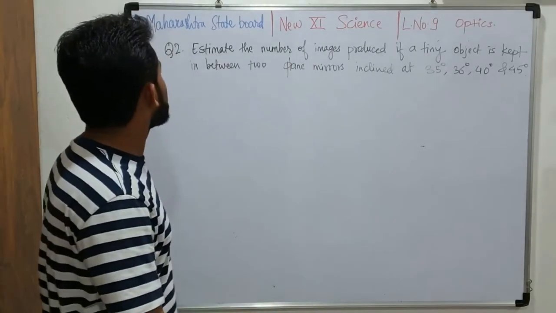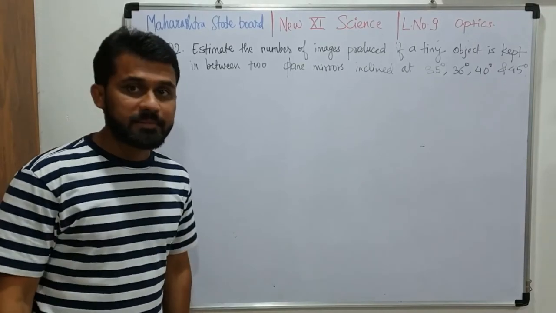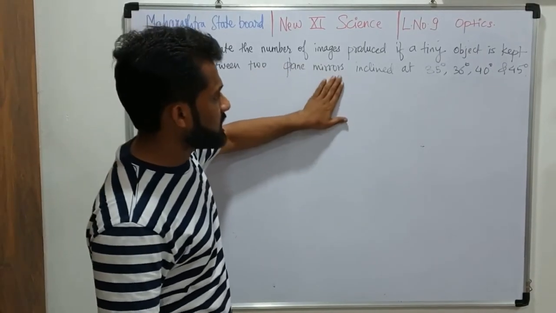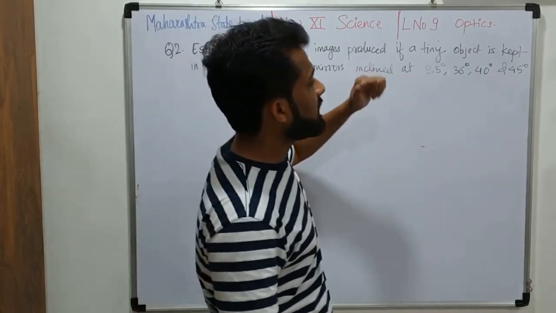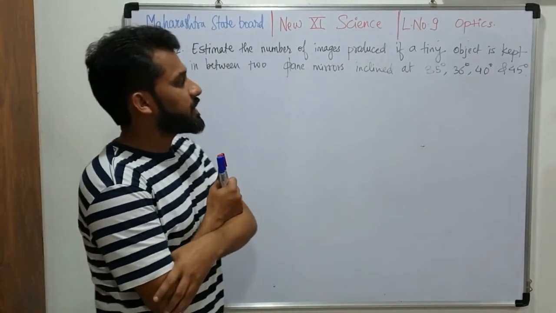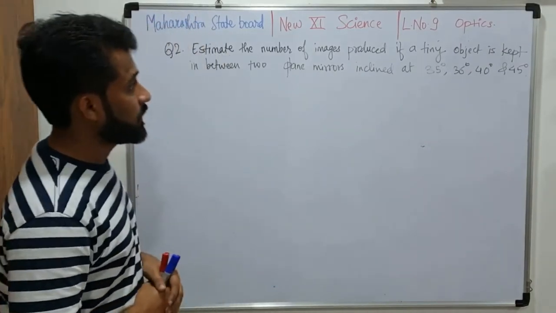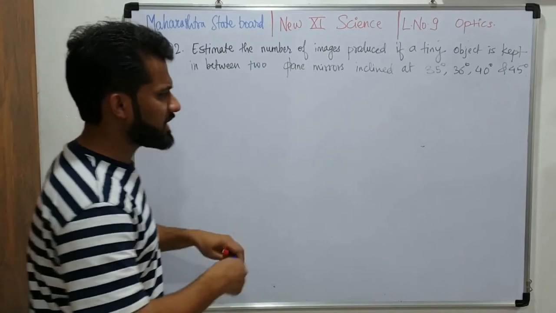Question number 2. Estimate the number of images produced if a tiny object is kept between two plane mirrors inclined at angle 35 degree, 36 degree, 40 degree and 45 degree. So to solve this question, you must know how to find number of images between two inclined mirrors. So let us take example.